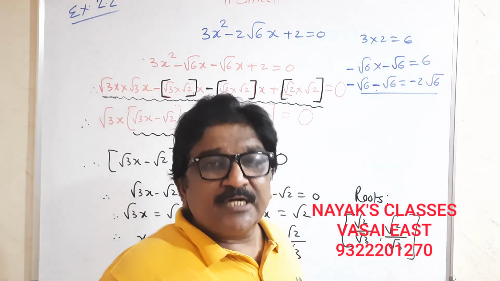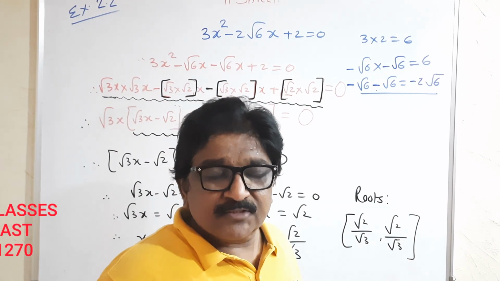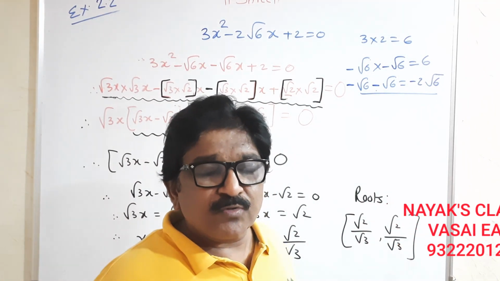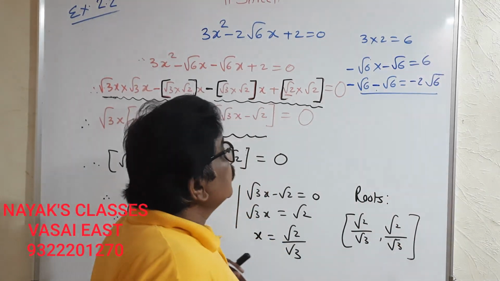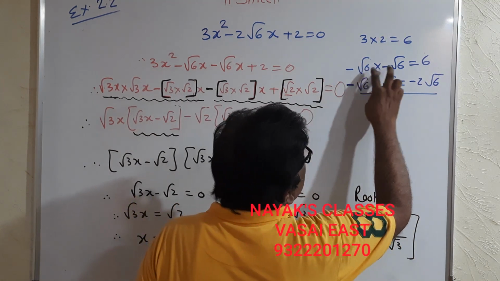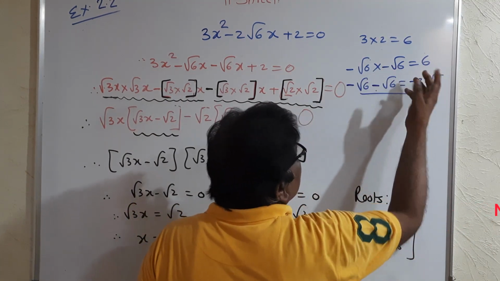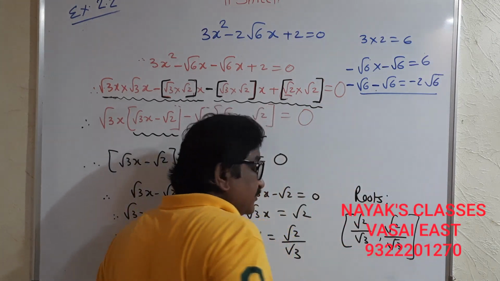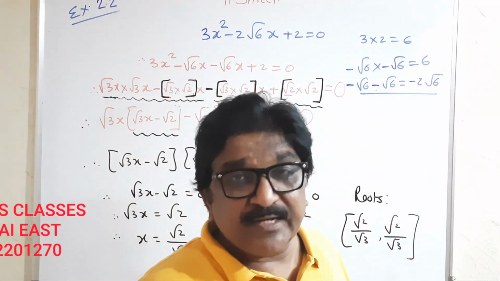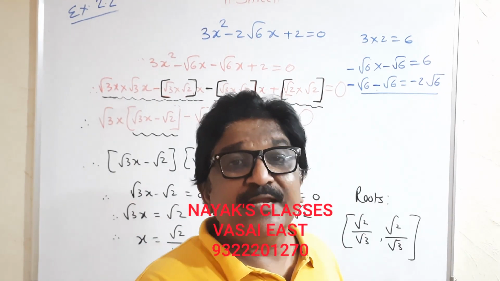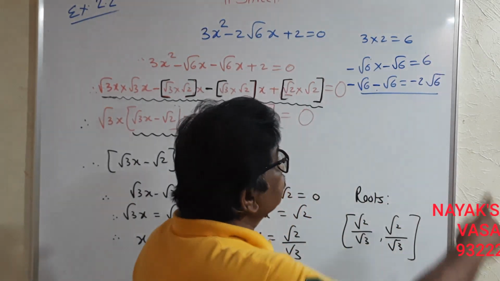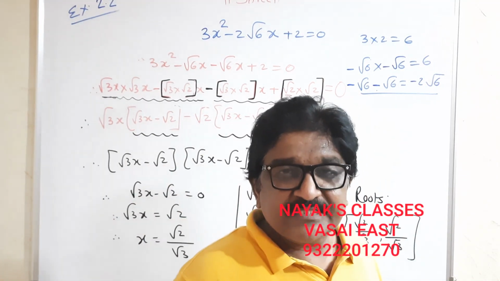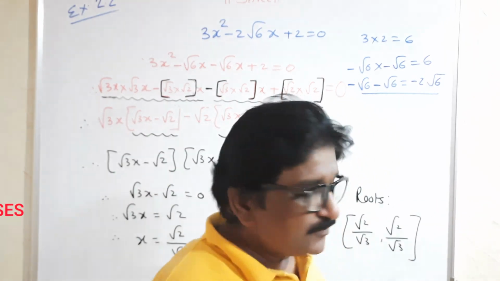If your teacher has taught you surds last year, then definitely you will know this. Root 6 into root 6, root into root disappears, the number comes out. So this is the rule. Minus root 6 into minus root 6 is equal to 6, and minus root 6 plus minus root 6 is equal to minus 2 root 6.